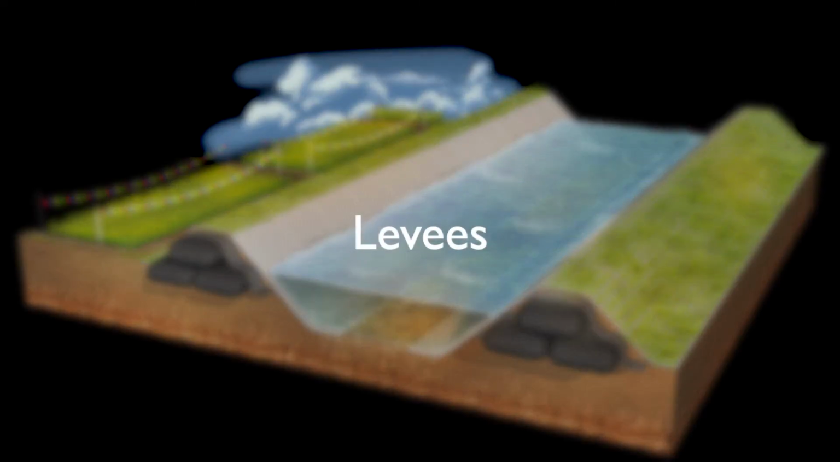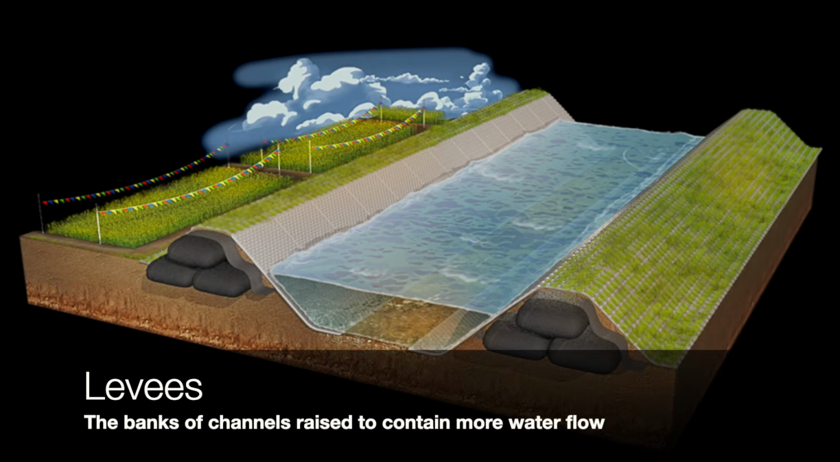Levees can be built naturally from streams and rivers due to streams carrying sediment within them as they flow to create walls around the stream. Levees can also be made by humans by raising banks to create more space for water to rise and flow without flooding.